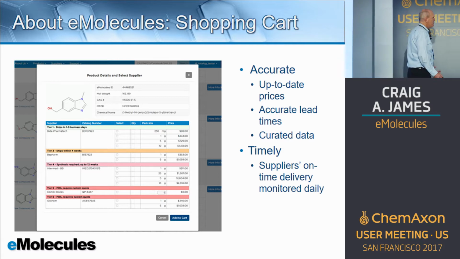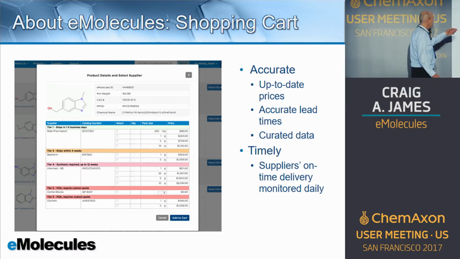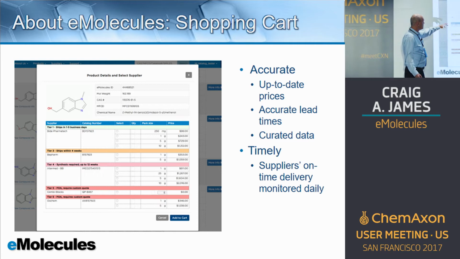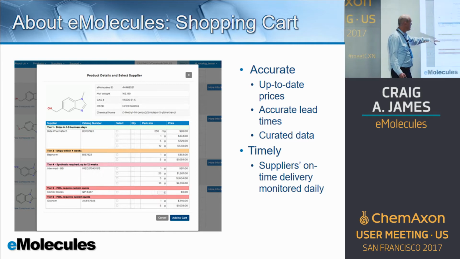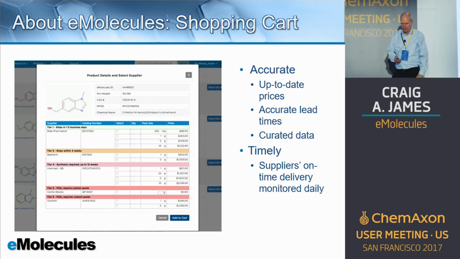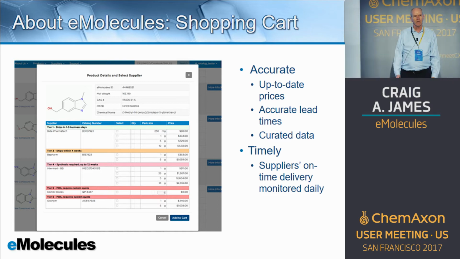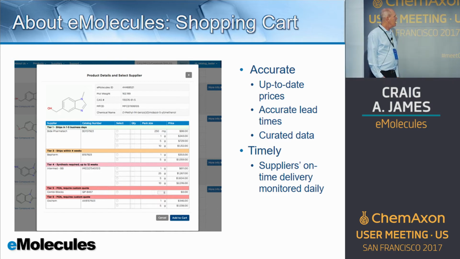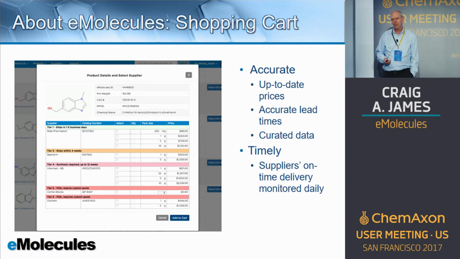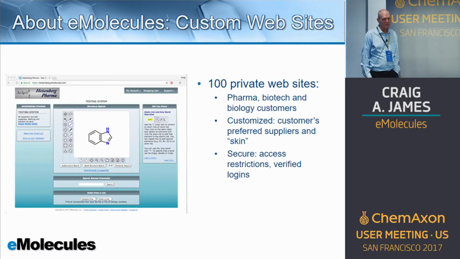Then when you've got your list, you can add stuff to your shopping cart. Here you can see our tiers. Tier 1 ships in 1 to 5 business days. It gives you the prices, who sells that, package sizes, and so forth. And you fill up your shopping cart and you order it, and we see to it that it gets to you. As I said before, we try to stay super accurate, up-to-date, accurate lead times, curated data, and we monitor suppliers' delivery times on a daily basis.